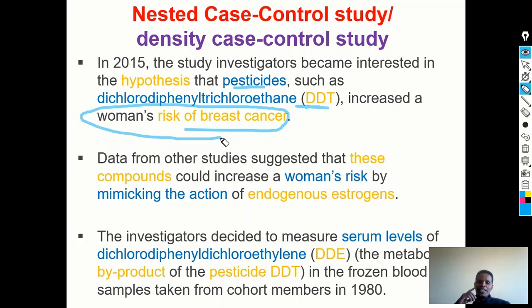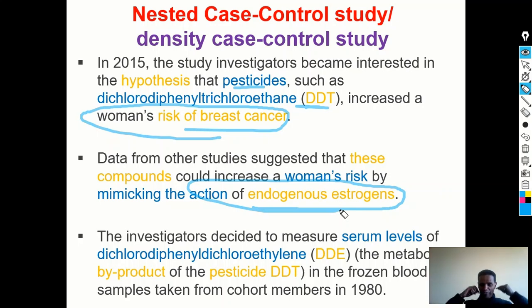Now, data from other studies or from other literature suggested that this compound, that is DDT, could increase a woman's risk by mimicking the action of endogenous estrogens. With an action similar to estrogens, DDT could increase the risk of developing breast cancer. That has been suggested by different literature, and they read it.